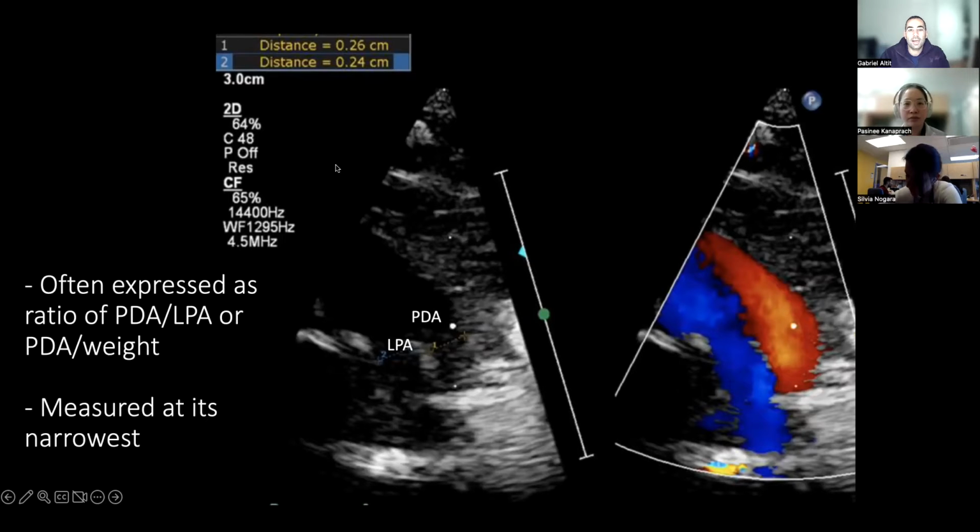So here you can see that your PDA is around 0.26, so 2.6 millimeters, and the left pulmonary artery is 2.4, so the ratio is almost 1-to-1. So your PDA is almost the size of your left pulmonary artery.